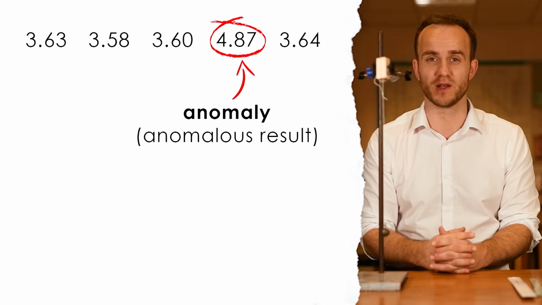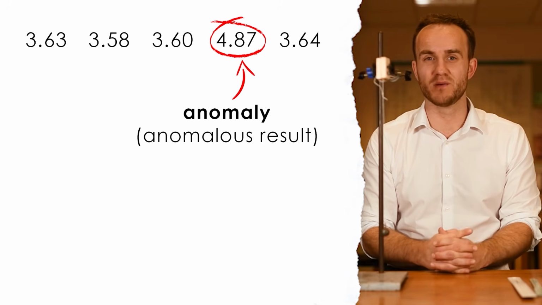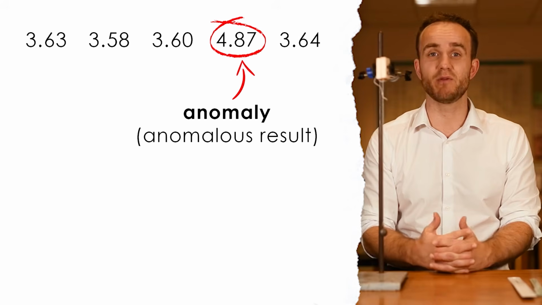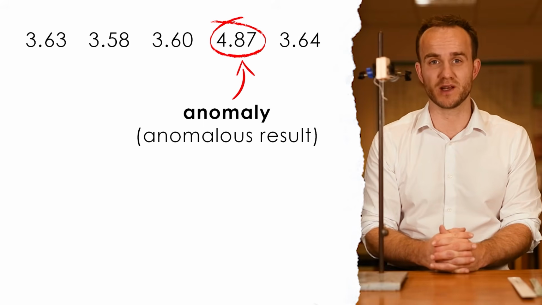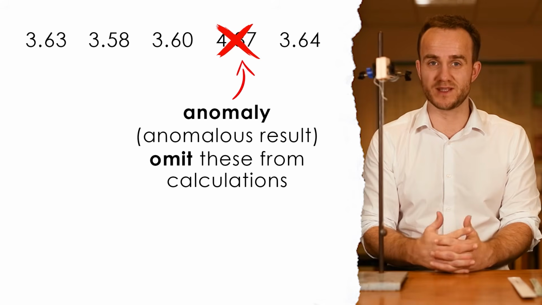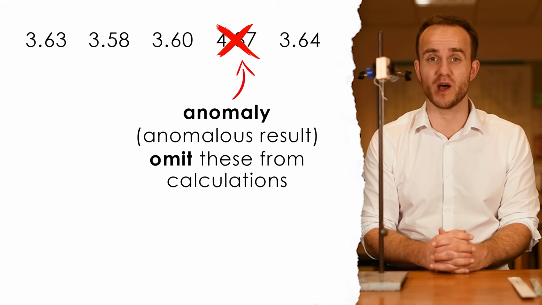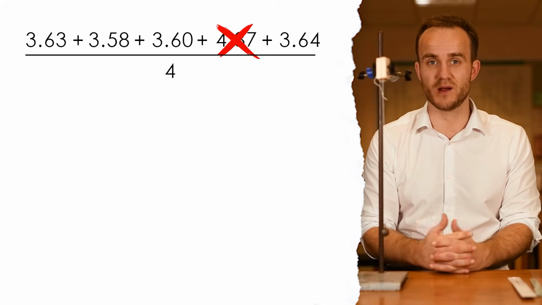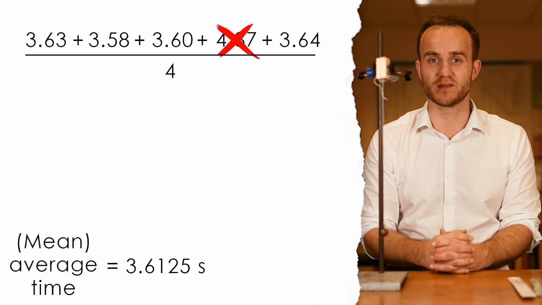However, there is one time that stands out like a sore thumb. We call this an anomaly or an anomalous result. You can see that it obviously doesn't fit. Something went wrong during my timing. I don't know what it was, but I know that that isn't right. It would be silly to include that in my calculation to find the average. So we're going to leave it out or omit it. So to get an average of my other 4 readings, I add them all up and then divide by the number of readings. That's 4.